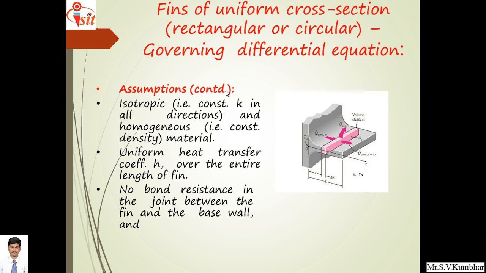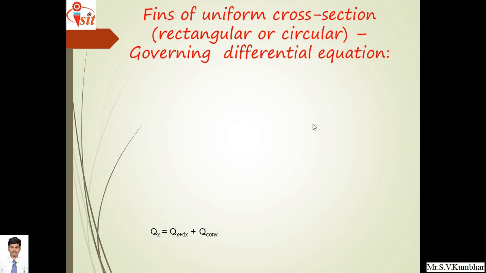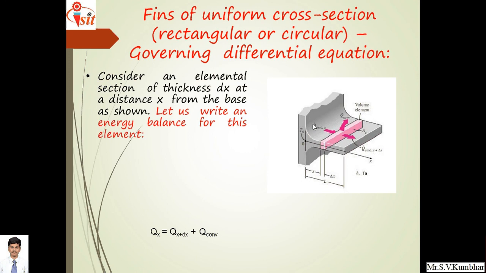No bond resistance in the joint between the fin and the base wall. Generally, these fins are joined to this wall by joining processes. So there should not be any resistance, or we have to neglect that resistance between the fin surface and this wall surface. Negligible radiation means only considering conduction and convection. Fins of uniform cross section, governing differential equation.